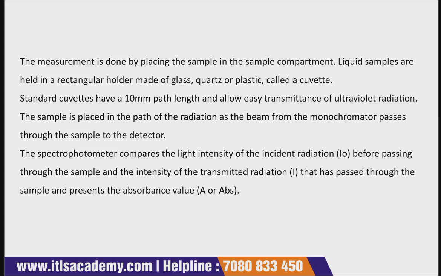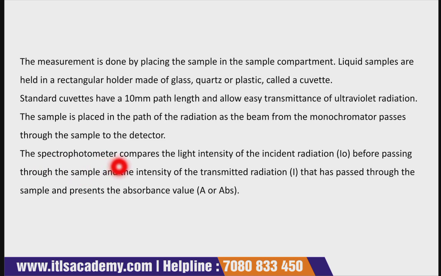So the cuvette should be made up of glass, quartz, or plastic, but it should be held in a rectangular manner. If you are taking the standard cuvette, the path length should be 10 mm, and this allows easy transmission of the ultraviolet radiation. Then the sample is placed in the path of the radiation, so the beam from the monochromator passes through the sample and goes to the detector.